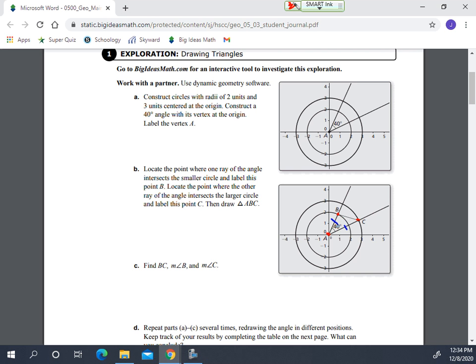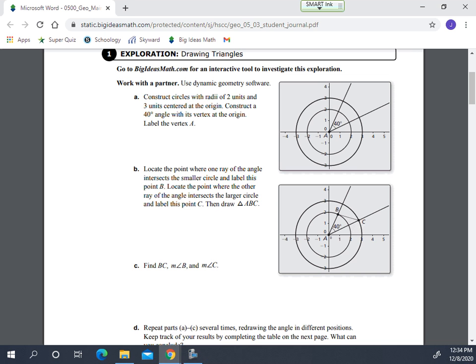Then after that, they want you to move B anywhere along that inner circle. They could put B right here, but 40 degrees stays the same, and C over here, whatever it may be, so that we come up with our new triangle. And they ask, is it congruent to that first triangle? The answer is yes, because all we're doing is rotating. And remember, rotations are rigid motion, right? Angles and side lengths all stay the same. So yeah, they're going to be equal.